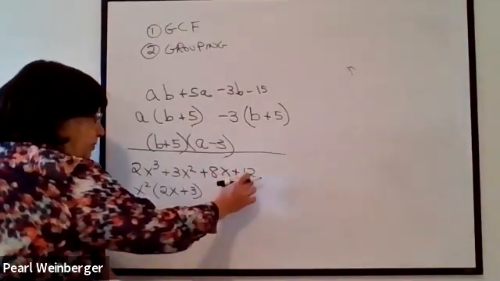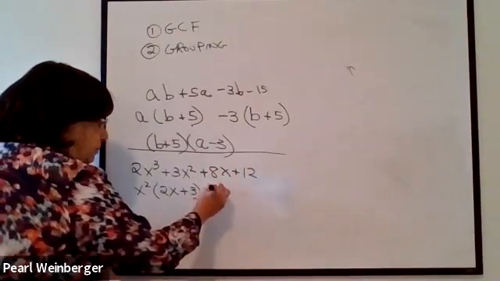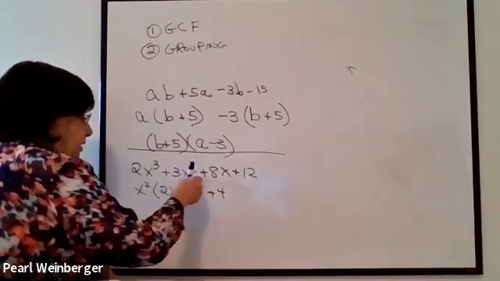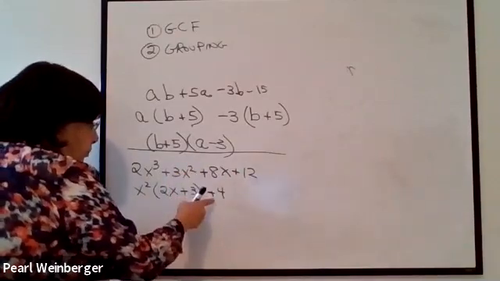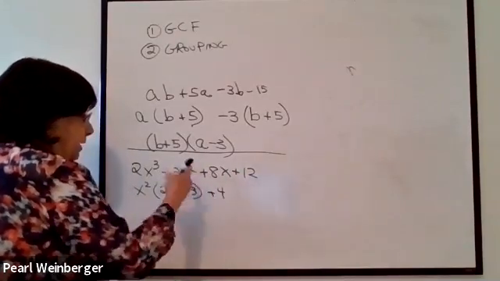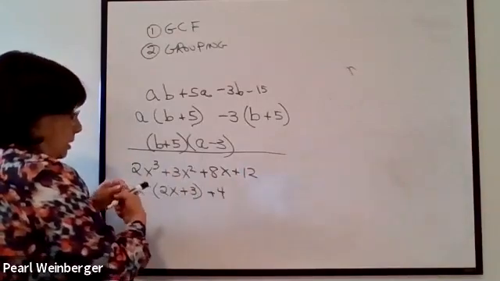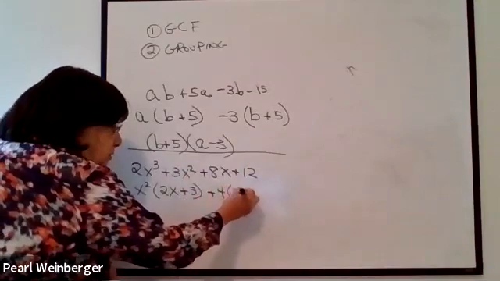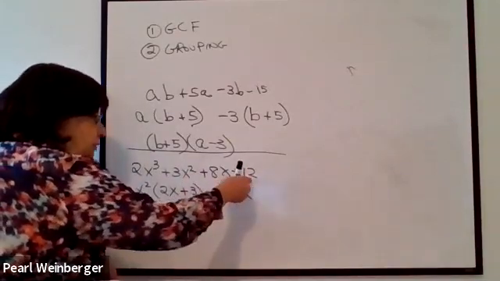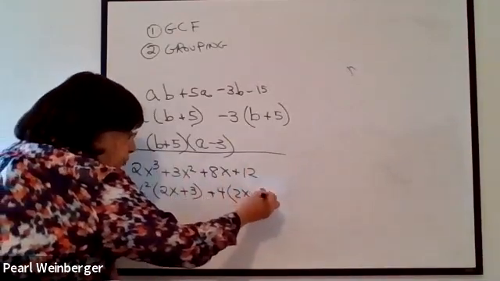Now I go to my second group, where I have an 8x and a 12. So between 8 and 12, there's a common factor of 4, and it's a positive 4 because the leading coefficient is positive. Remember, if this is positive, then you bring down a plus. If this would have been a minus, you would have brought down a minus. 4 into 8x gives you 2x. And 4 into positive 12 gives you positive 3.